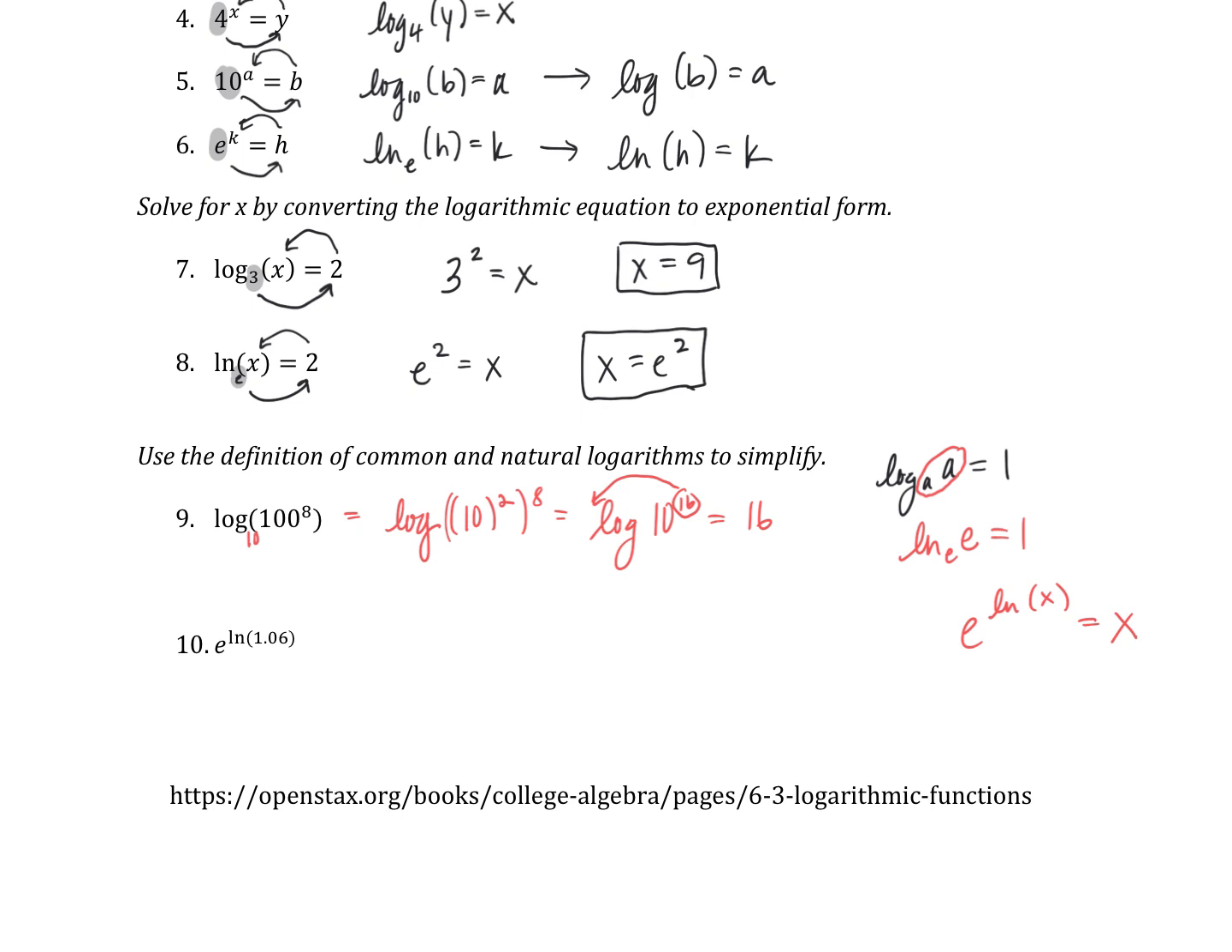That's what's left. All right, here, anytime you have e raised to the ln, it's always going to be whatever was in the exponent. So that will just be 1.06. Okay.